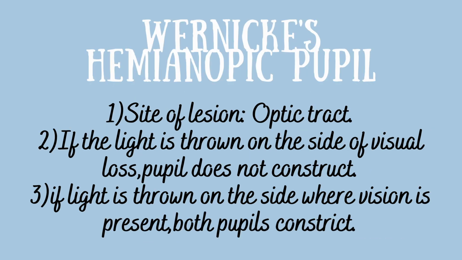Next, another abnormality is Wernicke's hemianopic pupil. What happens in Wernicke's hemianopic pupil? Here the site affected is the optic tract. Now if you throw light on the side of visual loss, for example if the right side is affected and you throw light there, the pupil will not constrict. Now if you throw light on the side where vision is present, then both pupils will constrict. This is Wernicke's hemianopic pupil.